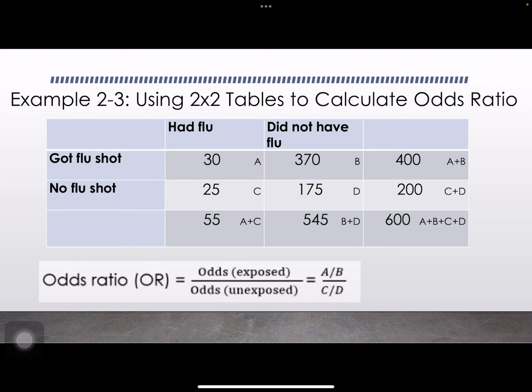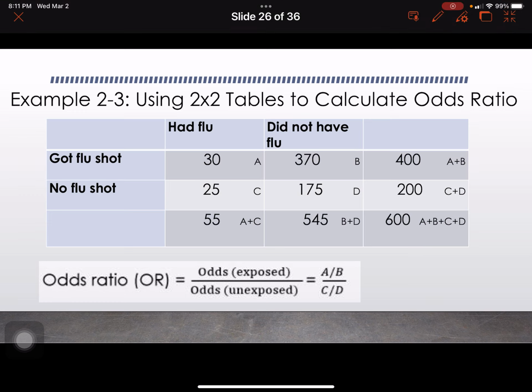Using our flu example again, take a moment to pause the video and see if you can calculate the odds ratio. For the top part of the calculation here, we're looking at the exposed group, and we need cell A divided by cell B, and that all goes over our odds of the unexposed group, cell C divided by cell D. We plug this into a calculator, and you end up with 0.57.